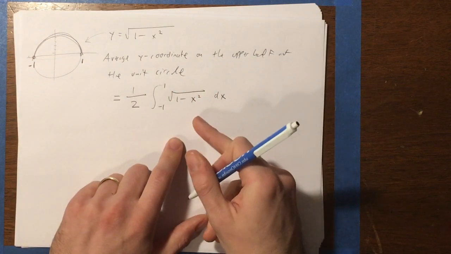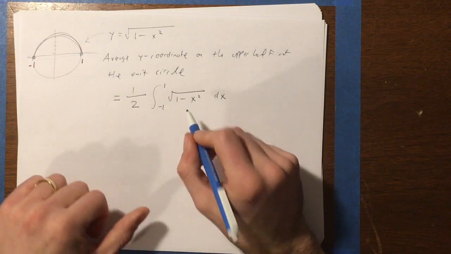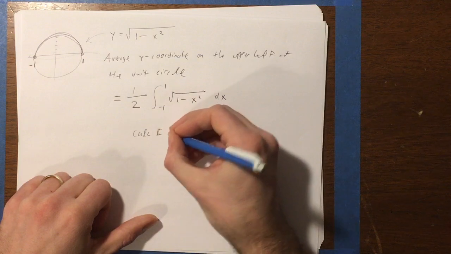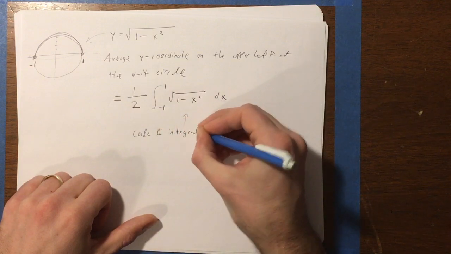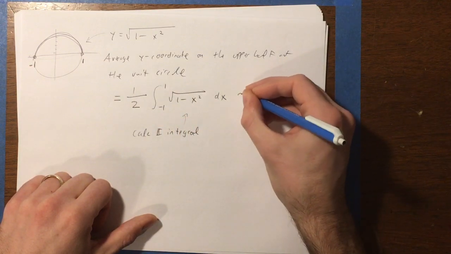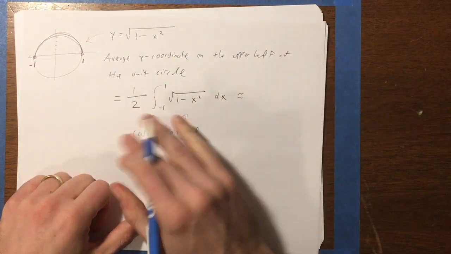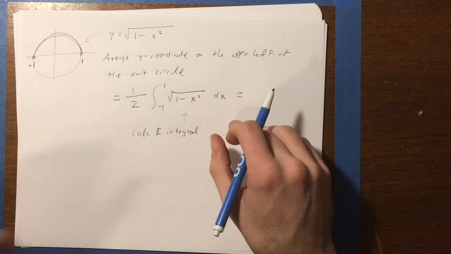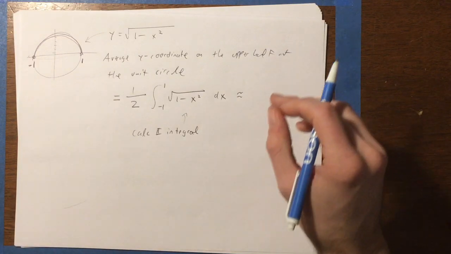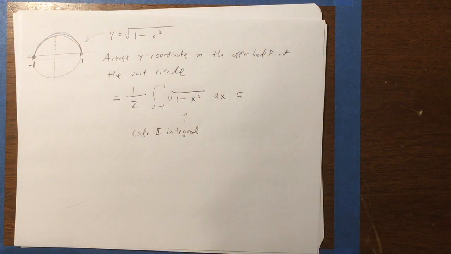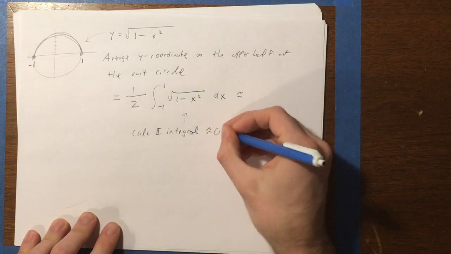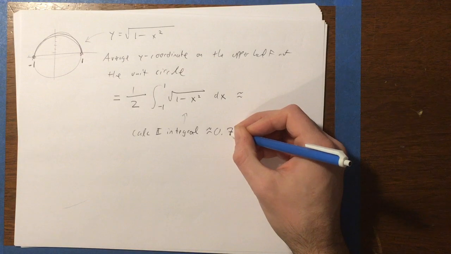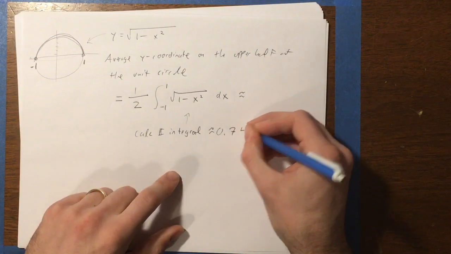Now this integral is one that you will not learn how to do until Calc 2. This is definitely a Calc 2 integral. But before you learn how to do this integral by hand, you can ask Wolfram Alpha, and this is equal to, where's my notes? Oh, it's approximately 0.7 something. Shoot, I didn't write it down. It's 0.74 or something like that.